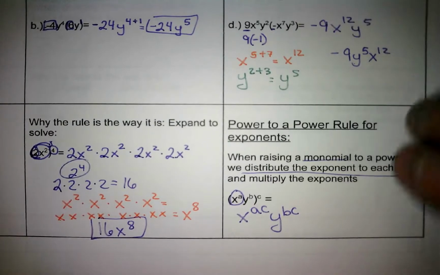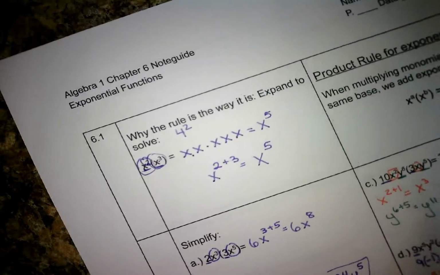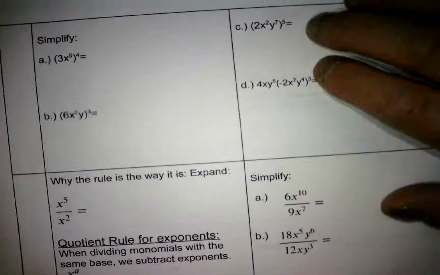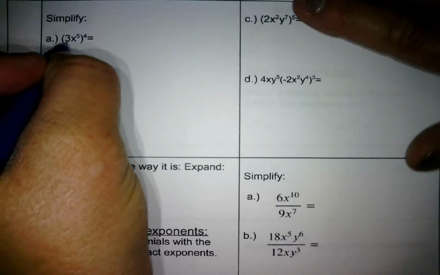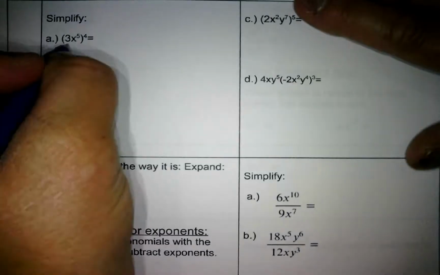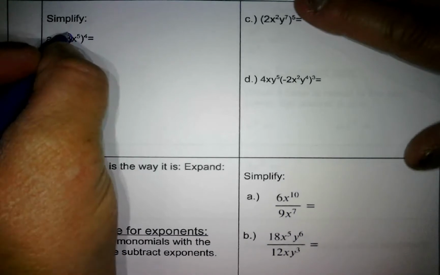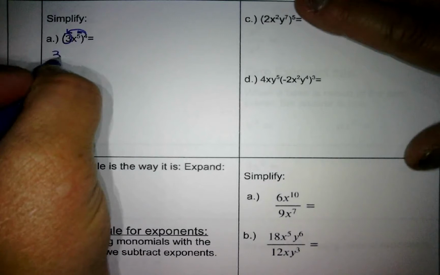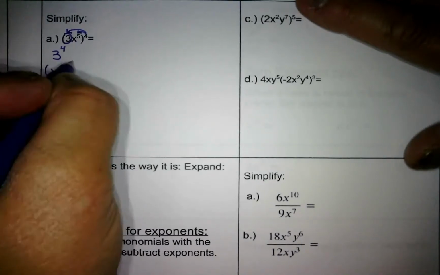Okay. So let's go ahead and try a few of these. Let's simplify these. So we have 3x to the 5th, all to the 4th. The first thing I'm going to do is distribute the exponent to each part here. So I have 3 to the 4th power, and then I have x to the 5th to the 4th power.